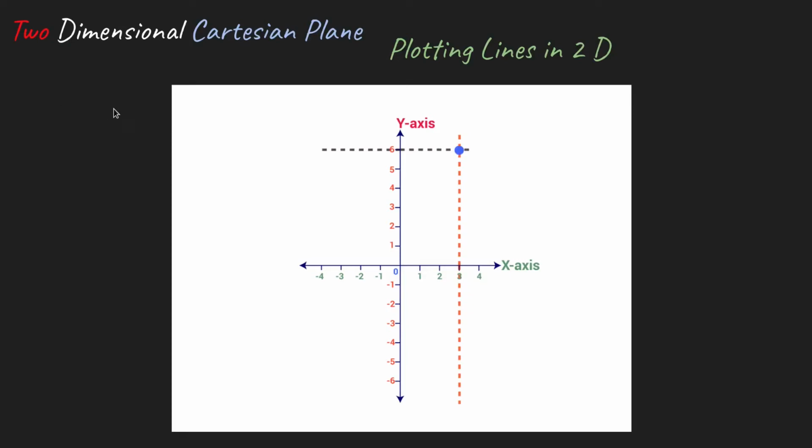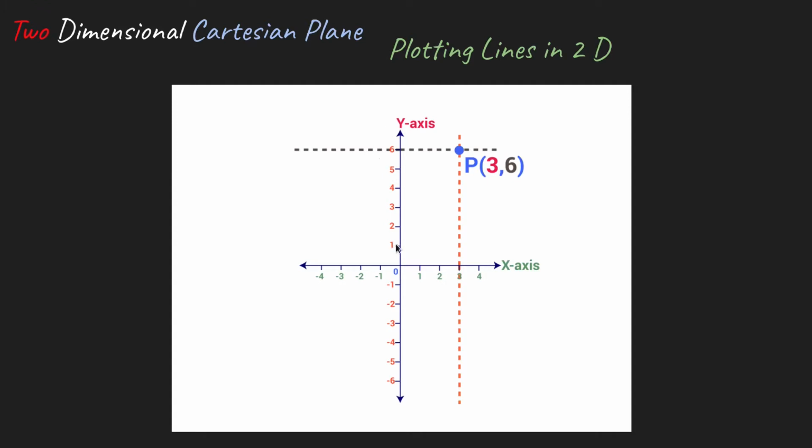Good morning. Right, we are going to continue with the series of drawing objects on the two-dimensional Cartesian plane. We're going to focus on drawing straight lines today because they've got a very specific formula in algebra. We understand the Cartesian plane.